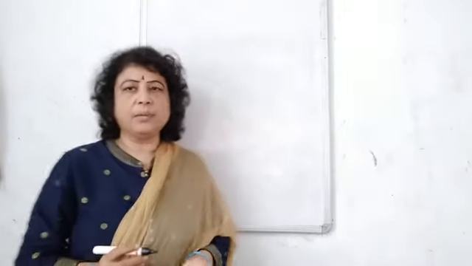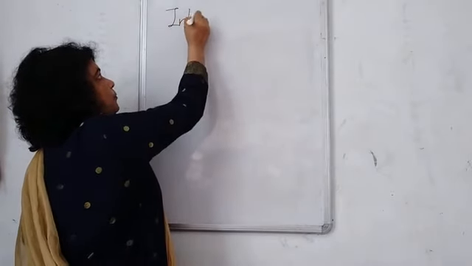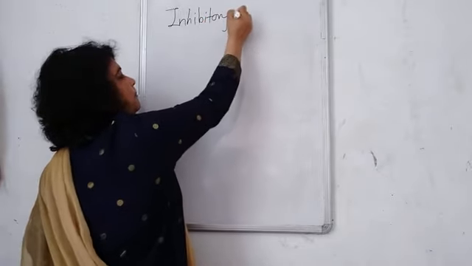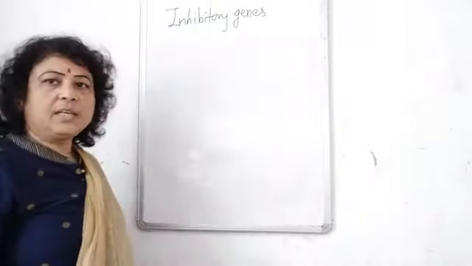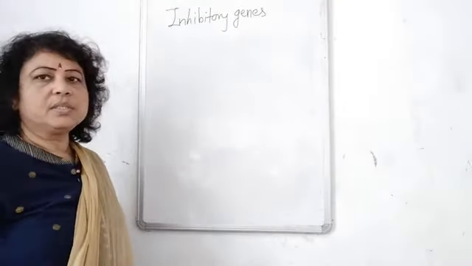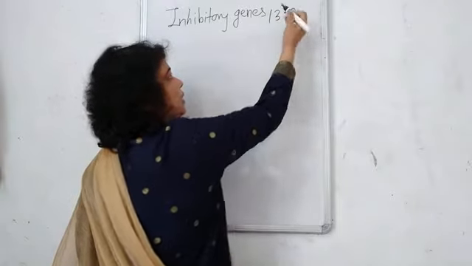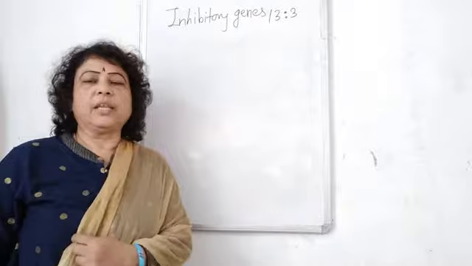Hello students, today we are going to discuss the inhibitory genes. Inhibitory genes show the ratio 13:3.